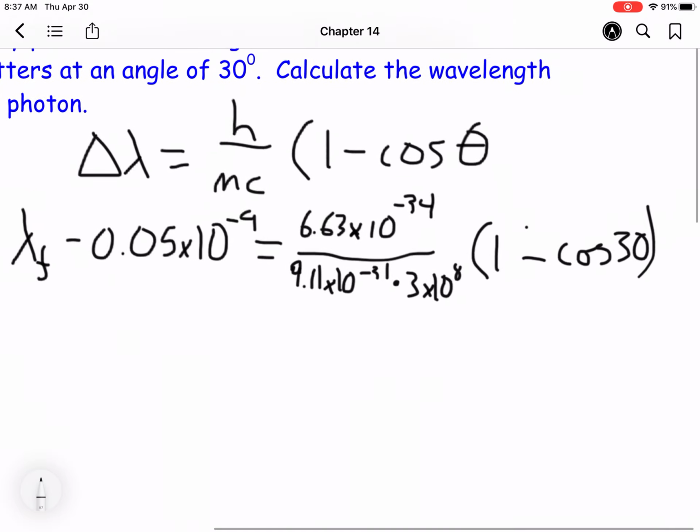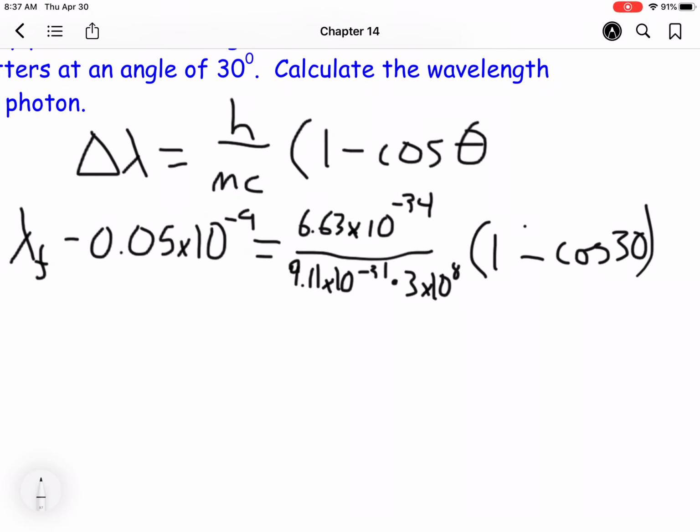All right, so we're going to do some math. We're going to work our way around to this. So we'll start by doing 1 minus cos 30. Then I'm going to multiply that by this 6.63 to the negative 34, then divide by 9.11 to the negative 31, then divide by 3 to the 8. And then you're going to add 0.05 to the negative 9.